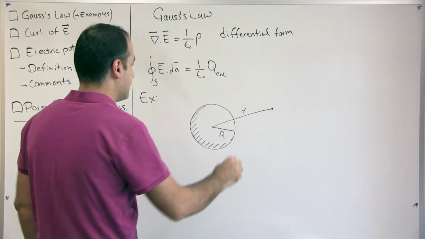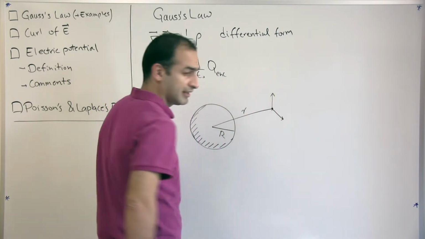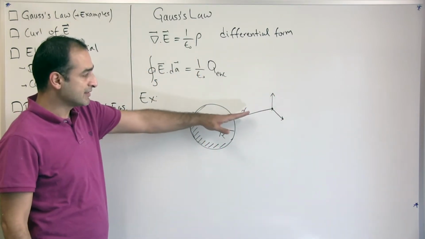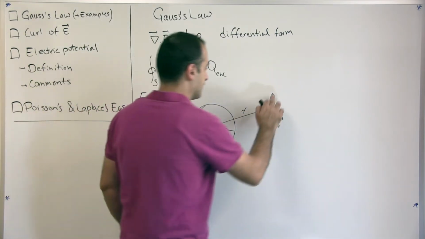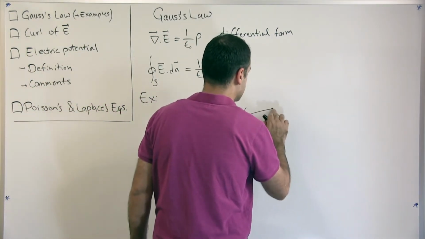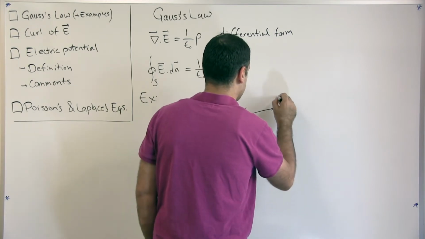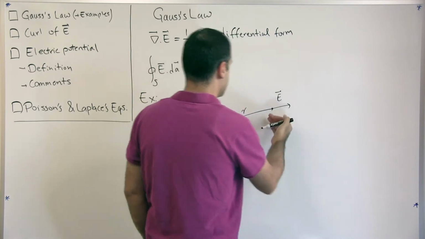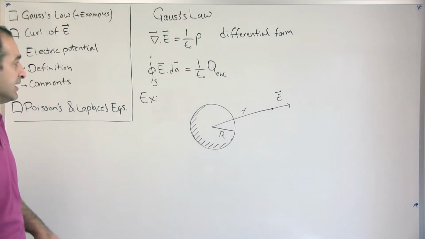So you cannot have any field in any direction like this or this, okay? Because everything is symmetric. So if you have something, it should be either going out or coming in. If it's positive, it's going to point out away from the sphere, something like this. And if it's negative charge, it's going to be towards the center. In any case, in the radial direction, okay?